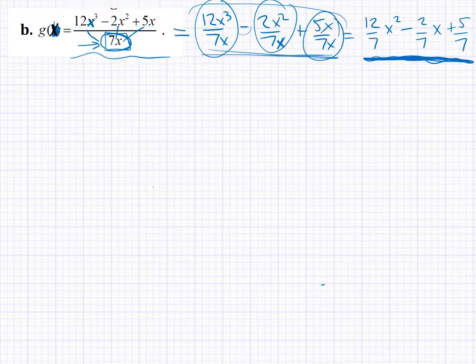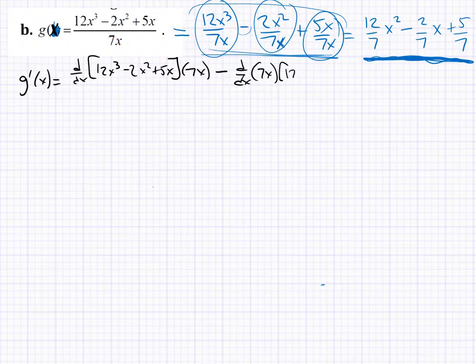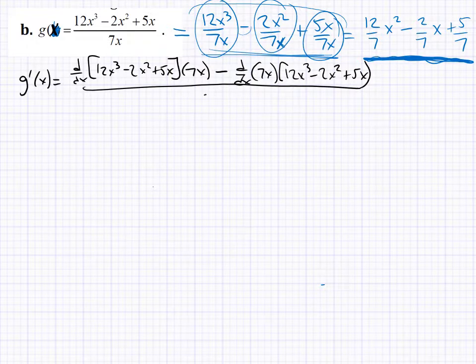So let's make some space here, look at this clear. So if I'm taking the derivative of g of x, I'm going to take the derivative of 12x cubed minus 2x squared plus 5x times 7x, minus the derivative of 7x times 12x cubed, sorry, minus 2x squared plus 5x, all over 7x squared.